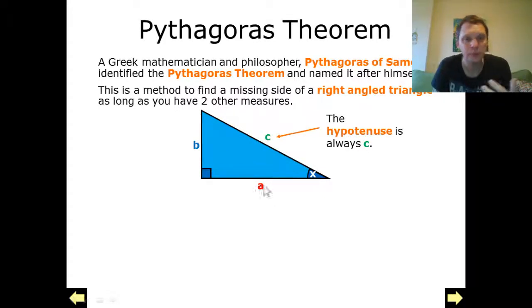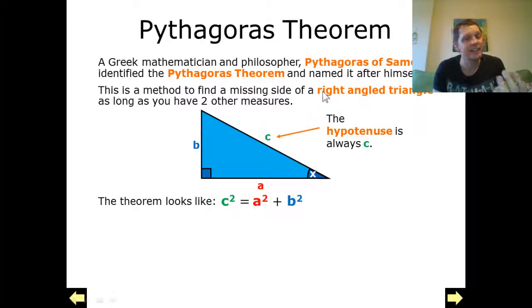For me personally, just because I'm used to working with trigonometry, I always label my side next to my angle as A, because that to me recognises with adjacent. But the longest side is always C. The hypotenuse is always C. So this is the Pythagoras theorem. The idea is C squared equals A squared plus B squared.